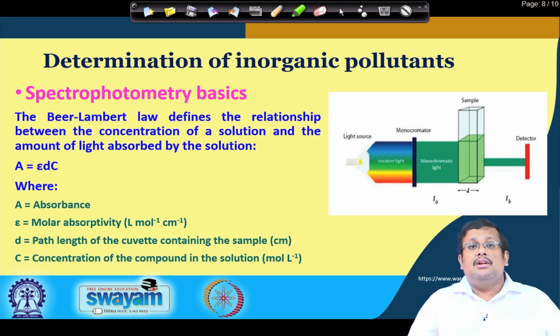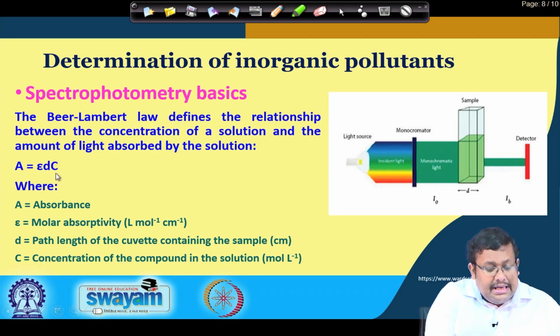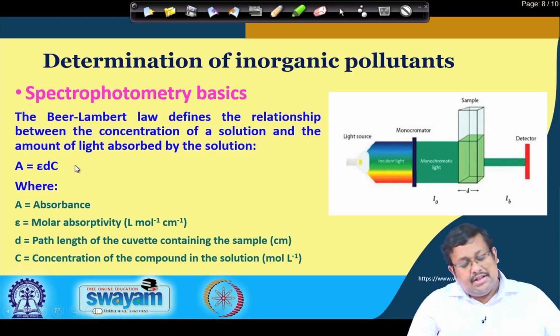Now, the Beer-Lambert law defines the relationship between the concentration of a solution and the amount of light absorbed by the solution. The basic form of the Beer-Lambert law is A = ε d c, where A is the absorbance, ε is the molar absorptivity, d is the path length of the cuvette containing the sample in centimeters, and c is the concentration of the compound in the solution. So, you can see that absorbance is the multiplication of molar absorptivity, path length, and the concentration of the compound in the solution.